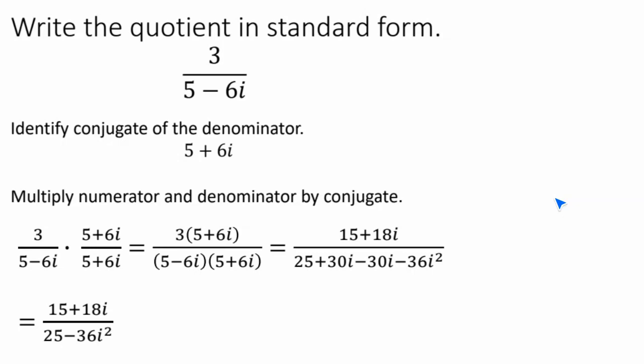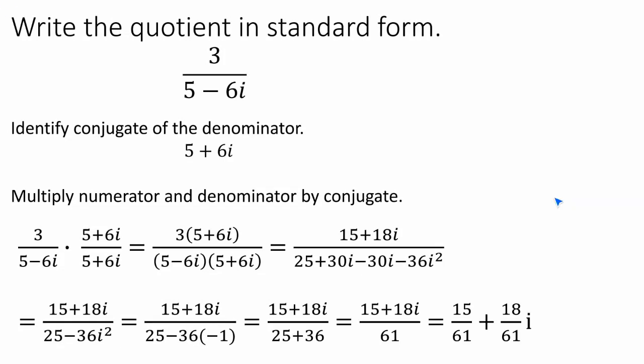But I know that i squared is -1, so let me go ahead and replace that. So I have 25 minus 36 times the -1, which is going to give me a positive 36 after I multiplied the negative 36 with a -1. So now I can add these two numbers. 25 plus 36 is 61. So if you notice, when we multiplied the denominator by its conjugate, we got rid of the imaginary part. We no longer have an imaginary part.